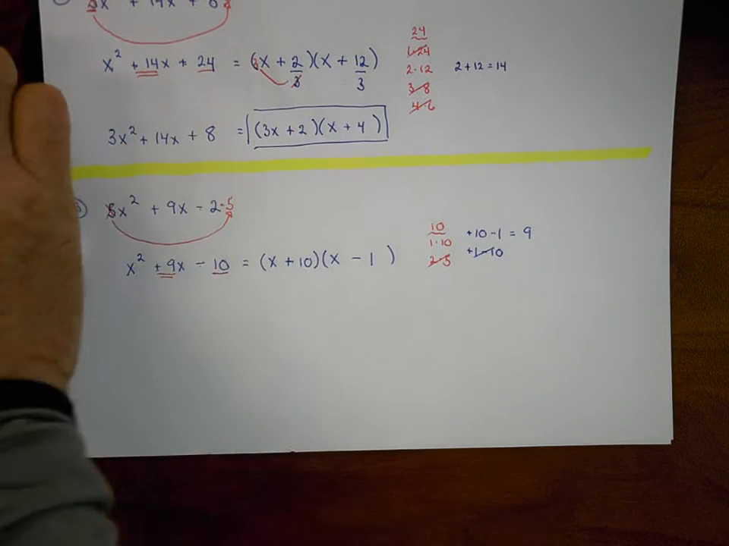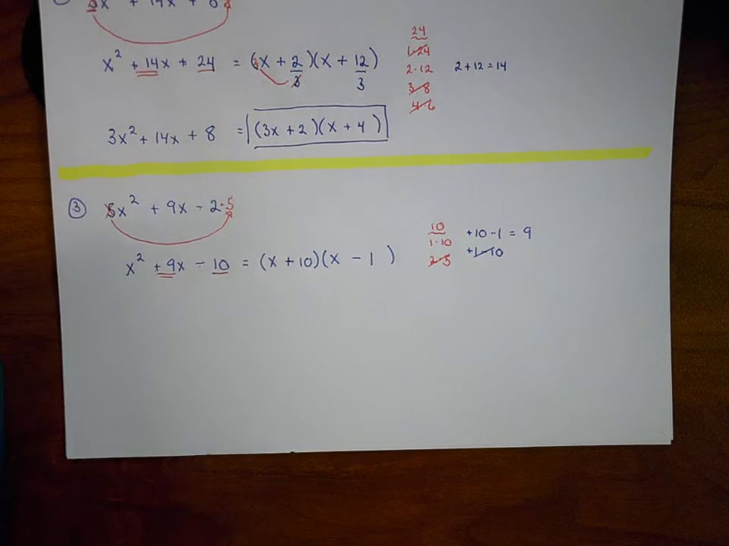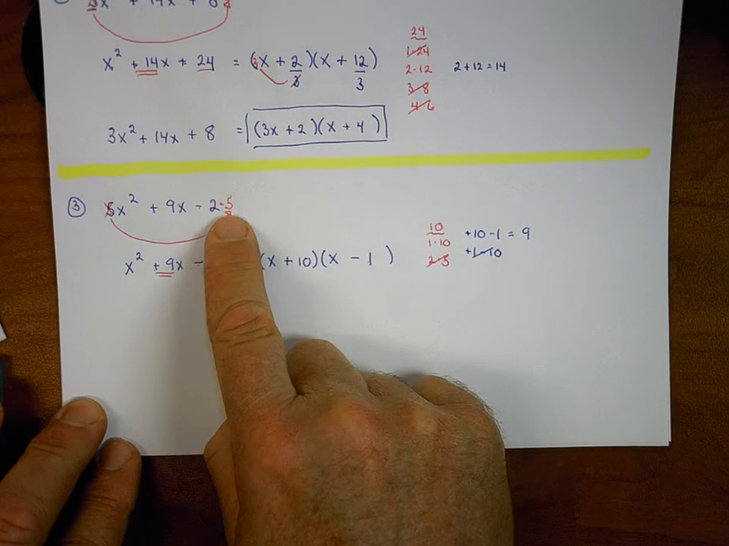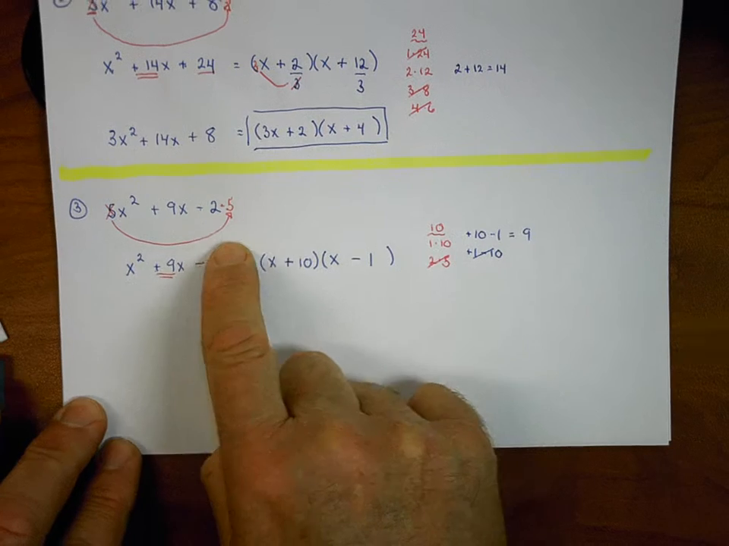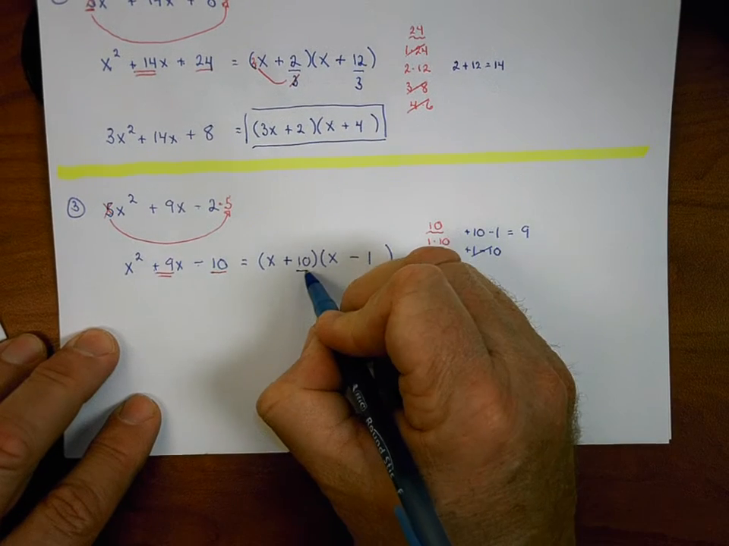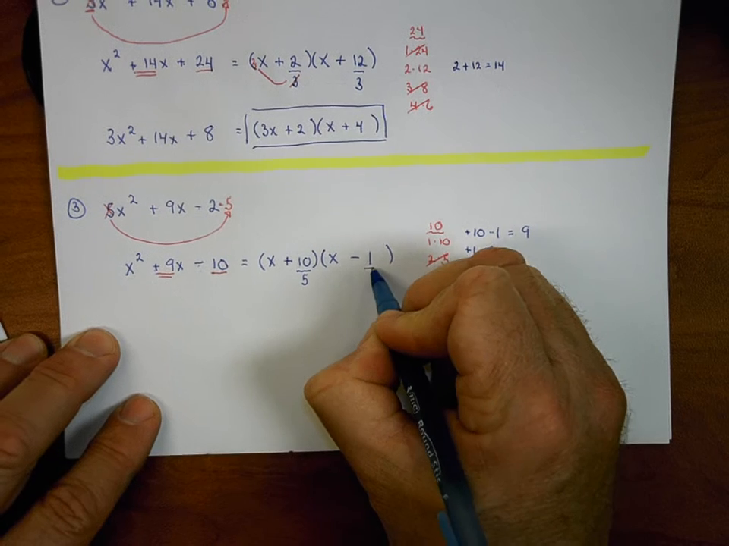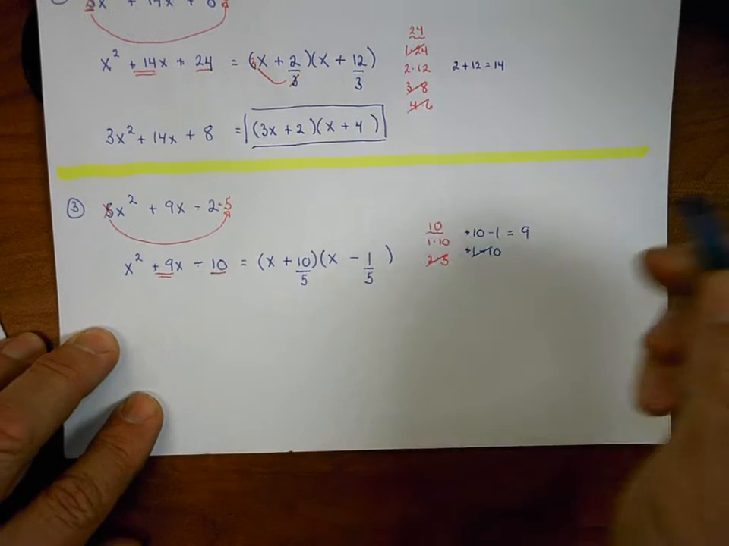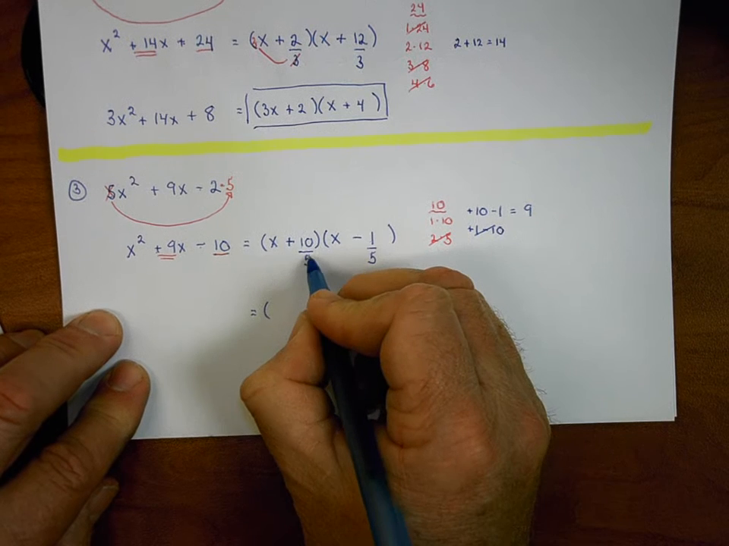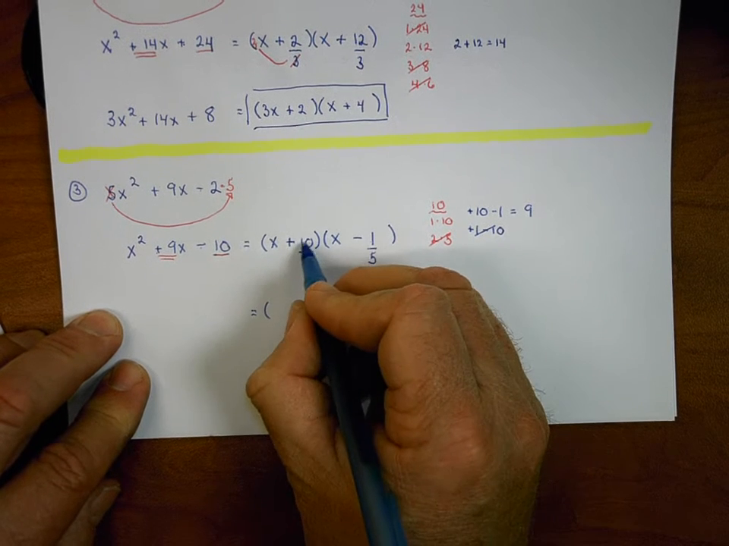I'm not done though, because I moved the 5 by multiplying. So now I have to divide by 5. I'm going to have to divide by my leading coefficient, which is 5, and you divide both of them by 5. All right? First one, does it divide evenly? Heck yeah, it does. What does that become? 10 divided by 5, 2.